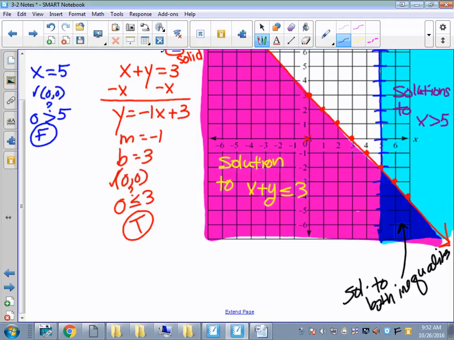And the region that's not shaded at all, these don't work. These are not solutions. They don't work for the first inequality. They don't work for the second inequality. If you plug those ordered pairs into either one, you'll get a false statement each time. So the pink worked for the second equation, the light blue worked for the first inequality, and then the dark blue or the overlap works for both.